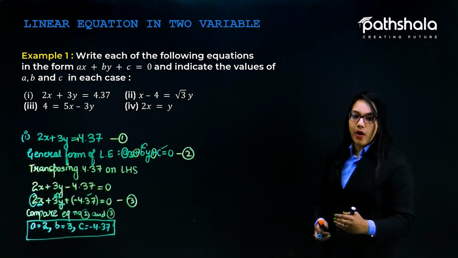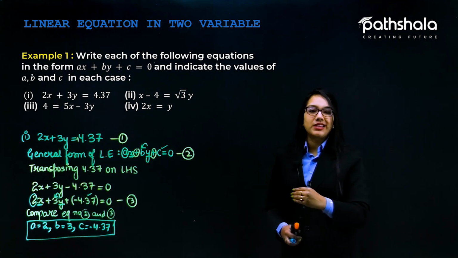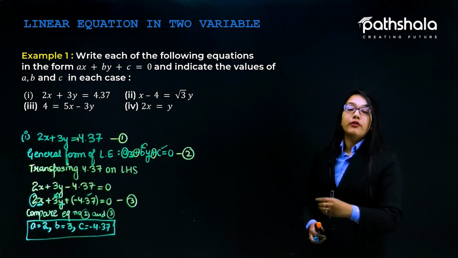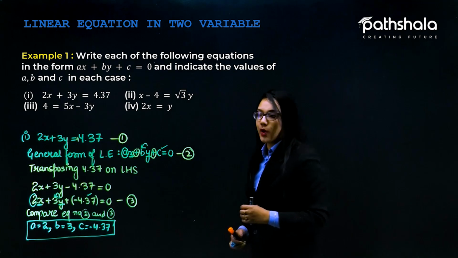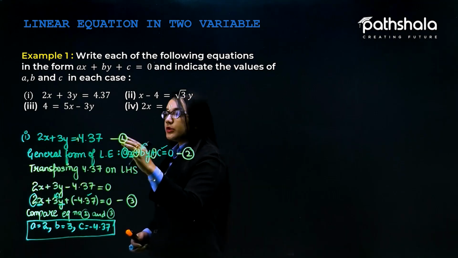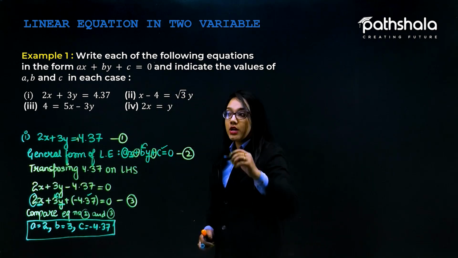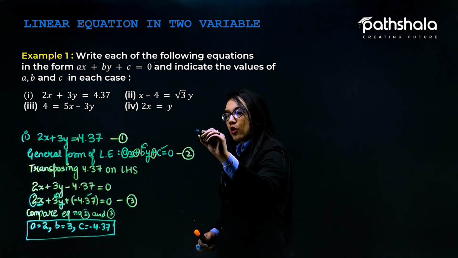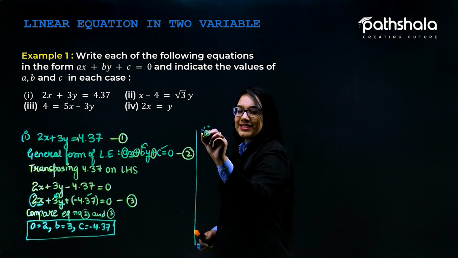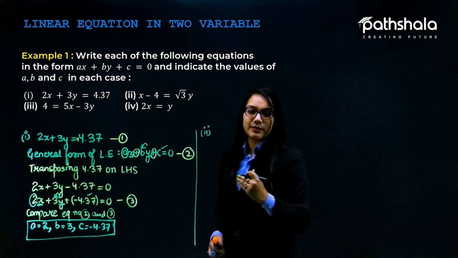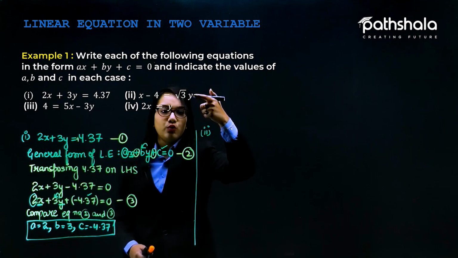So this is all about writing the equation into the form of ax plus by plus c is equal to 0 and also finding out the values of a, b and c in such an equation. I hope all the steps related with this part are clear to you. Now let's move on toward the second part. The second part is written as x minus y is equal to root 3y.